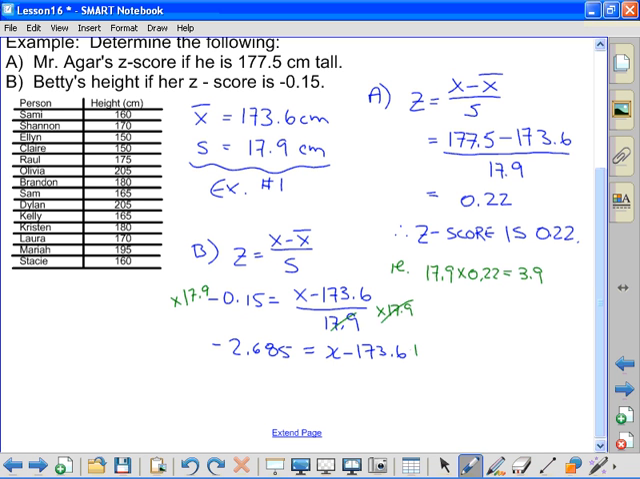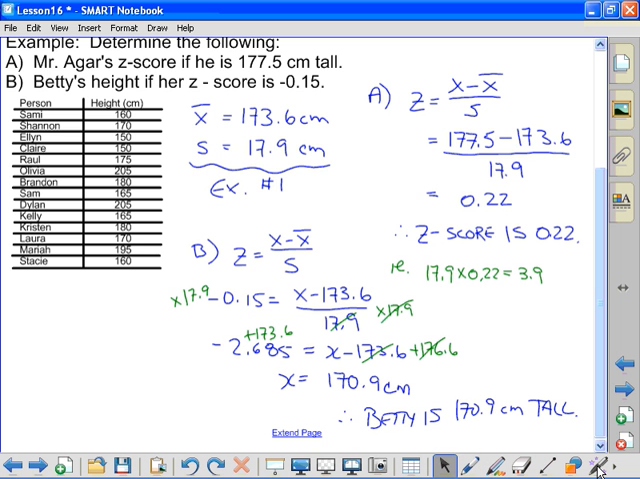Inverse operation would be to add the 173.6 to both sides, canceling those. And we get x equals 170.9. So therefore, Betty is 170.9 centimeters tall.